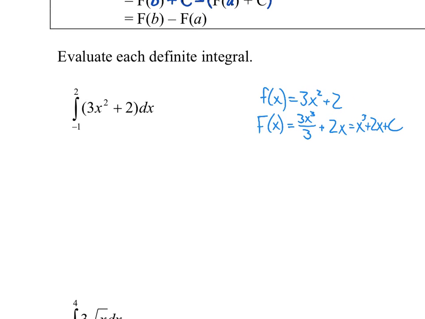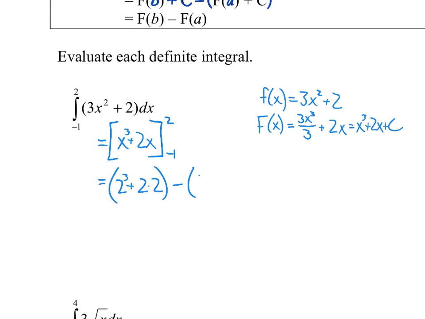So, when we are doing the definite integral from -1 to 2, this is what we're going to do. We're going to do that x cubed plus 2x. I don't need to bother writing the c. And I'm going to go from -1 to 2. So what I'm doing here is, first of all, I plug in 2. I have 2 cubed plus 2 times 2. And then I subtract -1 cubed plus 2 times -1.